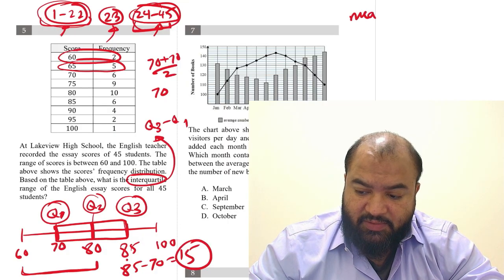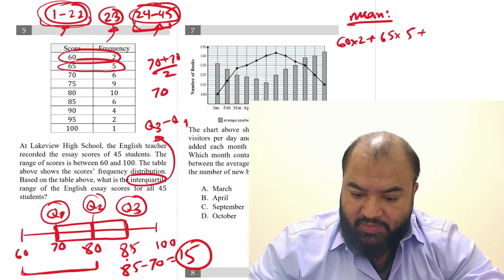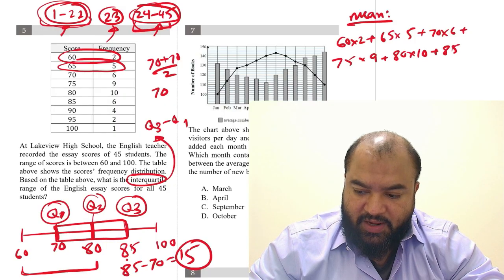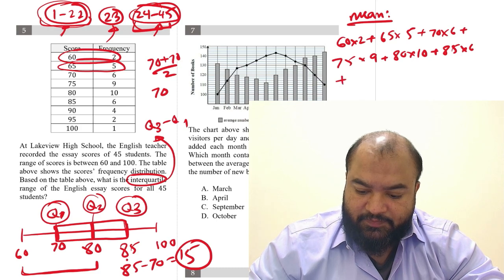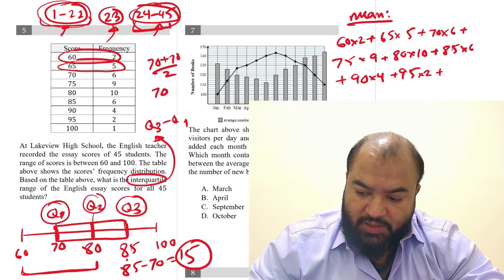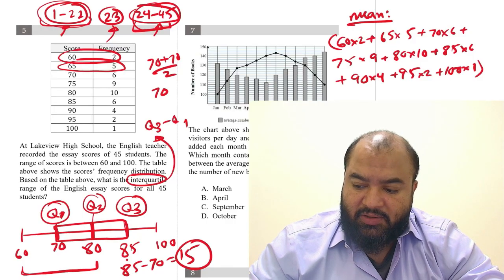So if you want to find the mean, you do 60 times 2 plus 65 times 5 plus 70 times 6 plus, it's a lot of work, 75 times 9 plus 80 times 10 plus 85 times 6 plus 90 times 4 plus 95 times 2 plus 100 times 1. After adding all this, you divide by 45, and the answer will be the mean.